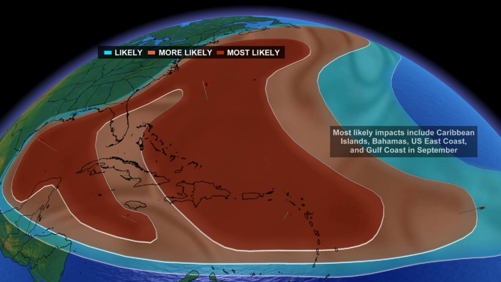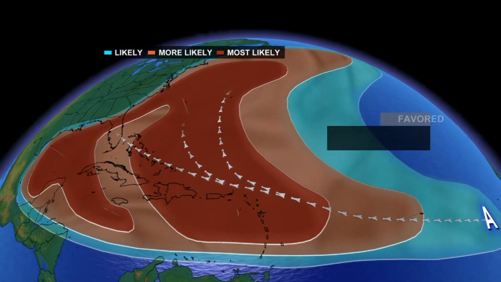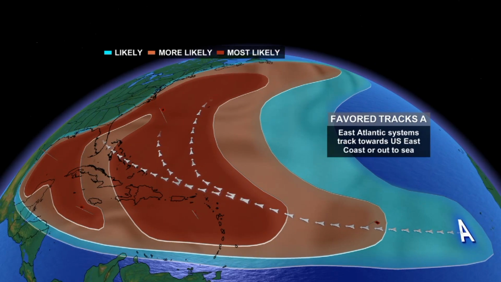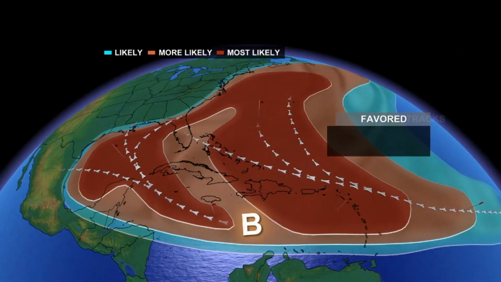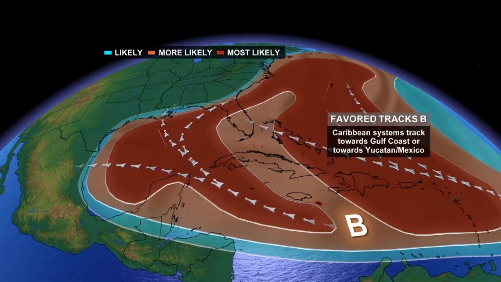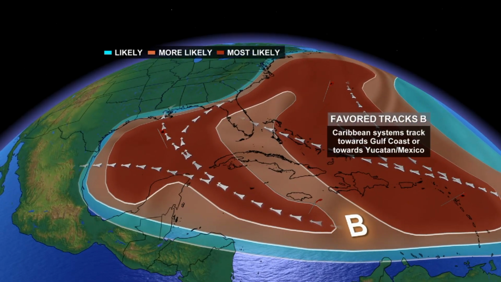Long track storms coming off the west coast of Africa slowly head towards the mainland United States and can dominate headlines for up to 2 weeks. Storms can also take a southern route between Cuba and the Yucatan Peninsula in Mexico into the Gulf.